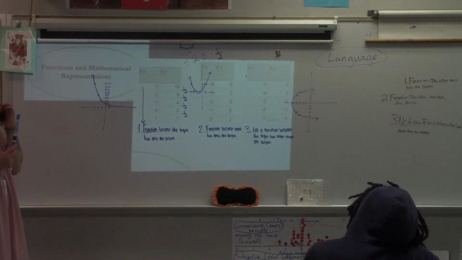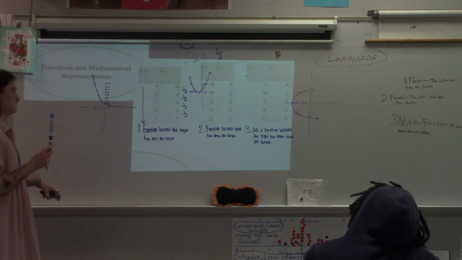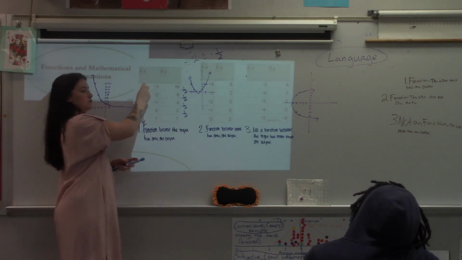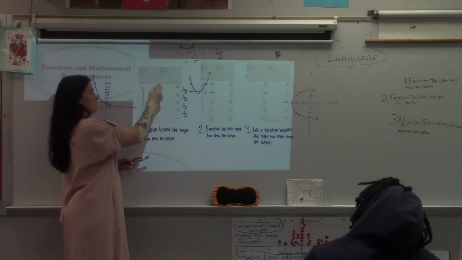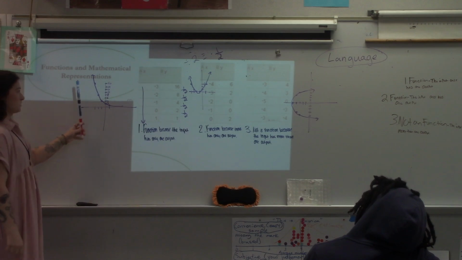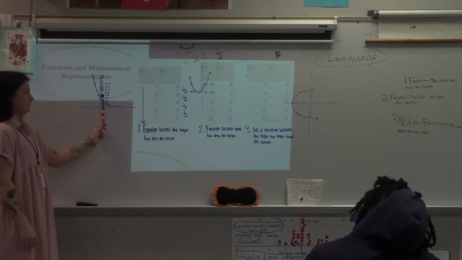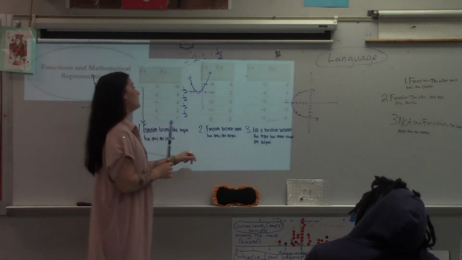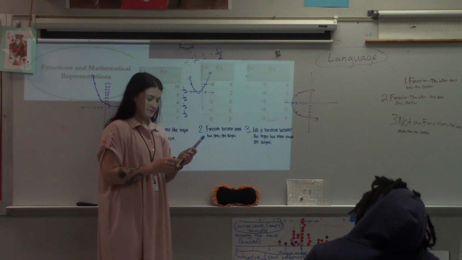Okay, so looking around the room, it looks like we're all pretty solid on that first one, right? It's, for every input, there's what? One output. -3 goes to 16, and Mr. Kinney wonderfully drew our graph. Does it pass the vertical line test? Yes. Yeah, crazy.